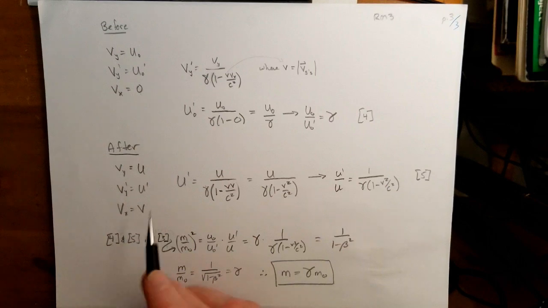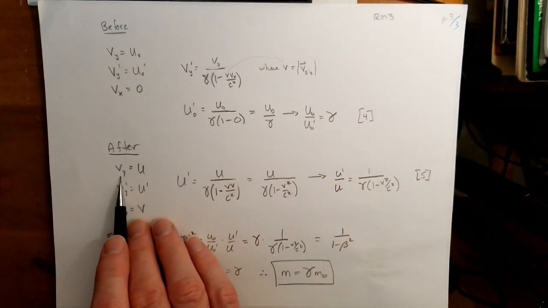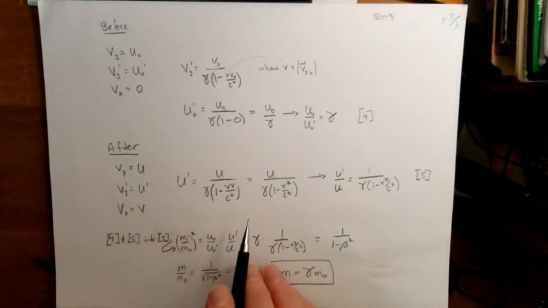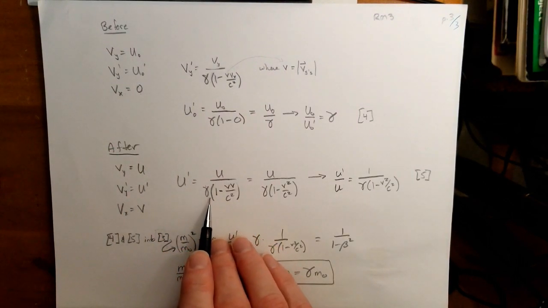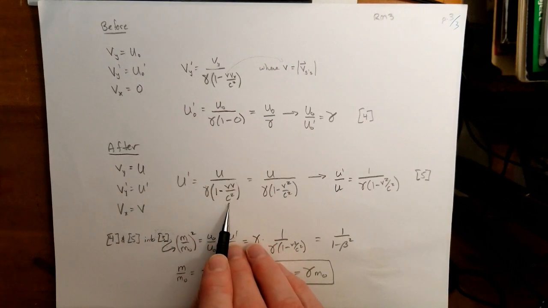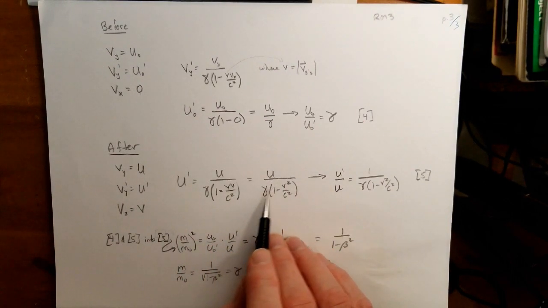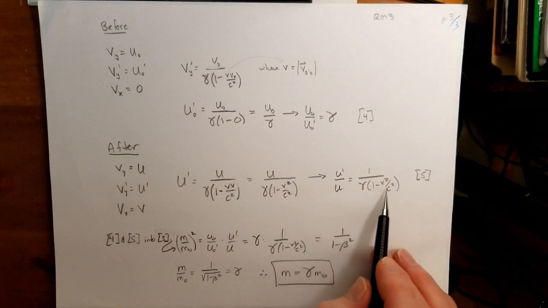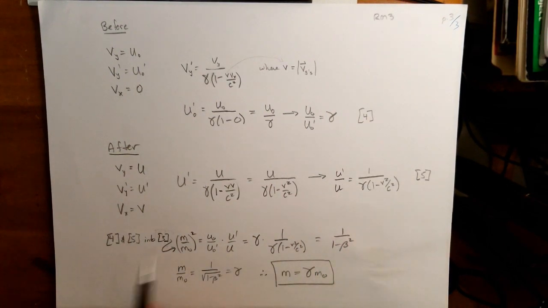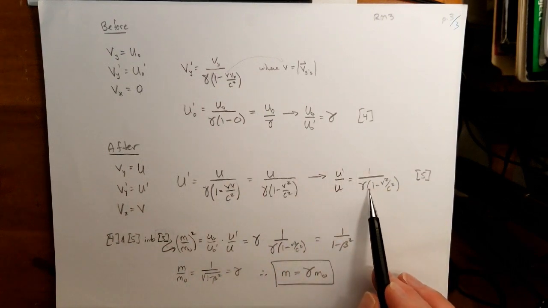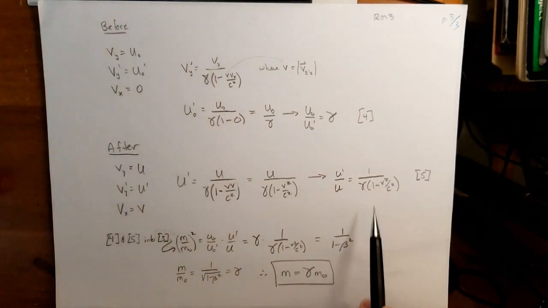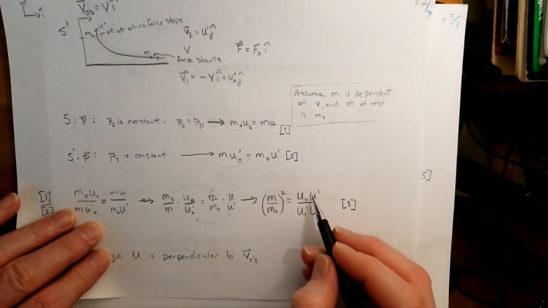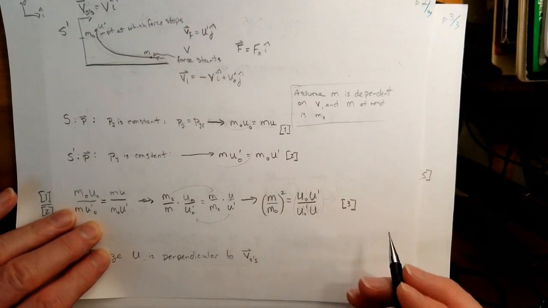After the interaction, we have this setup right here where Vy is equal to u, Vy prime is equal to u prime, and Vx is equal to V. And so u prime is equal to u over gamma times 1 minus Vv over c squared. And that eventually boils down to u prime over u is equal to 1 over gamma times 1 minus beta squared. So we take these two equations here and plug that into the equation we had here. So we have a relationship of the u naughts and of the u's.